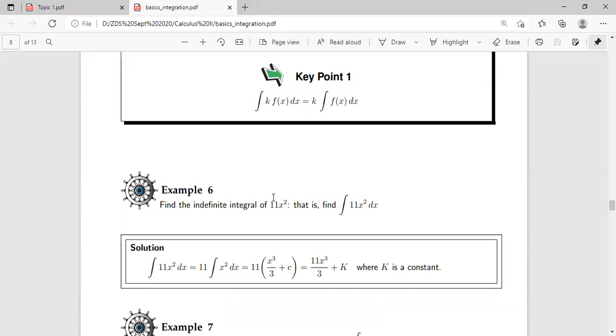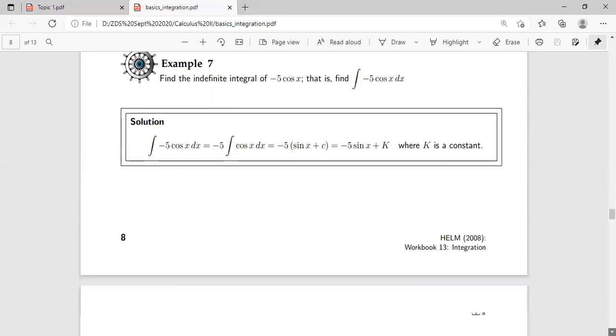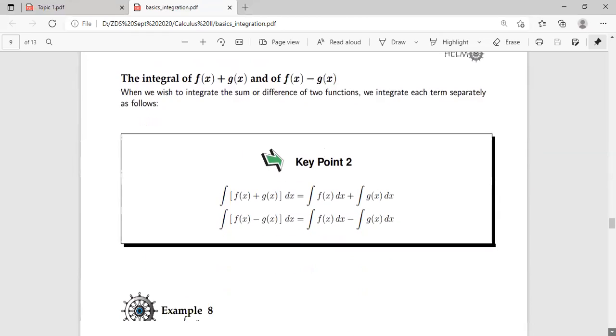our constant is 11. So we are going to have 11 outside the bracket, and then we integrate what is inside. If we integrate what is inside, we get x raised to 3 divided by 3 plus c. Then we open the bracket and our answer is as simple as that. So kindly note that. Again, I'll be giving some questions on the same.